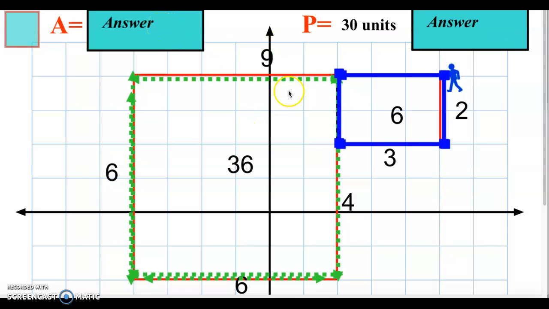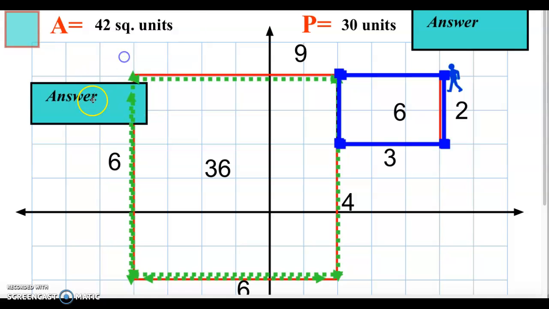For the area, you need to find the area of each figure and add them together. So the green square has an area of 36 because I multiplied 6 units down, 6 units across. Remember, this 9 represents this whole line right here. I use that 9 for perimeter, not for area. So this green square has an area of 36, and this blue rectangle has an area of 6 because 3 times 2 is 6. I have to add those areas together, so 36 plus the 6, because I'm trying to find the area of this entire figure. And I get 42 square units when I do that.